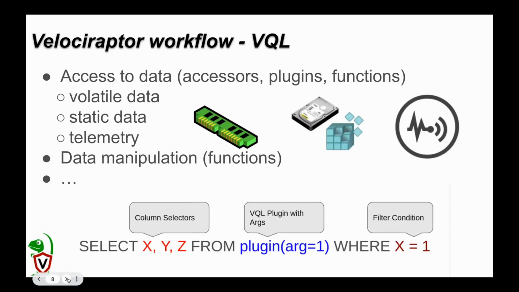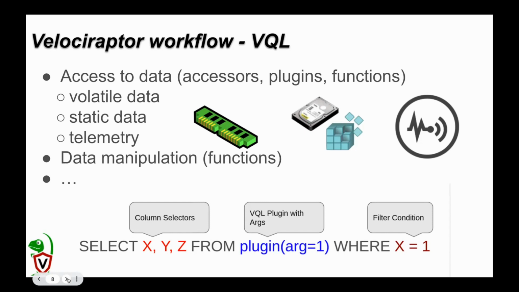So this slide is extremely important, and it kicks off on where I think the most value comes from Velociraptor, and that is access to data. Velociraptor provides access to all the important things that you need access to on the endpoint. So things like volatile data, memory, things like static data, so your traditional forensic artifacts, as well as that telemetry.